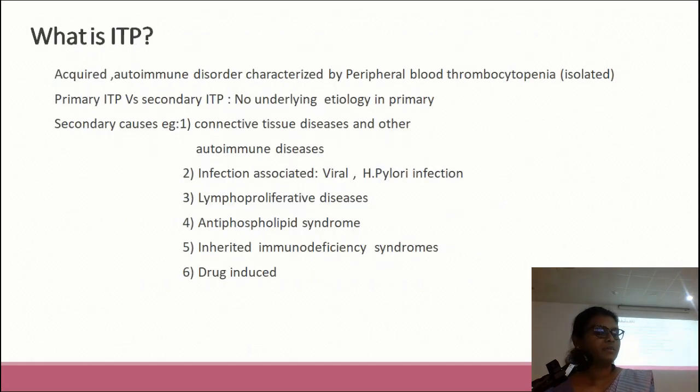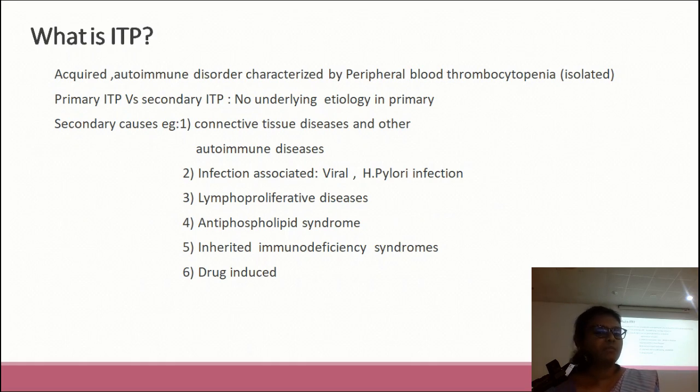So what is ITP? It's an acquired autoimmune disorder characterized by peripheral blood thrombocytopenia. It's isolated thrombocytopenia. If other cytopenias are present, it could be dual pathologies or another cause for the cytopenias. It could be immune, but we call it ITP if it is isolated thrombocytopenia. So there are two types, primary ITP versus secondary ITP. I'm mainly going to discuss primary ITP today.